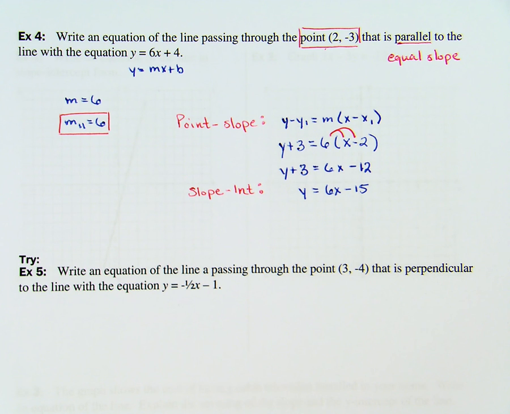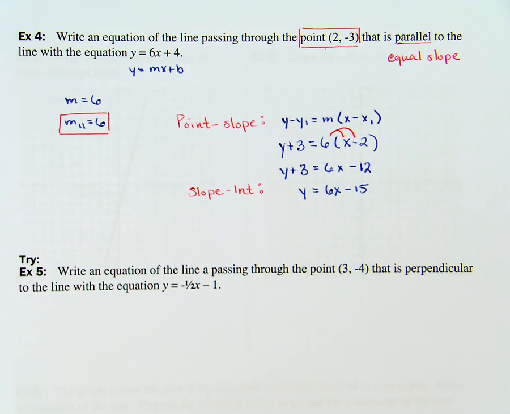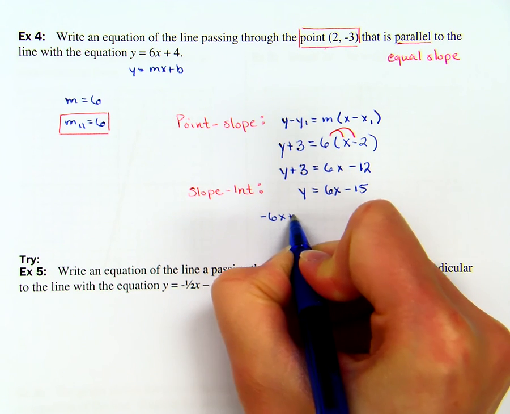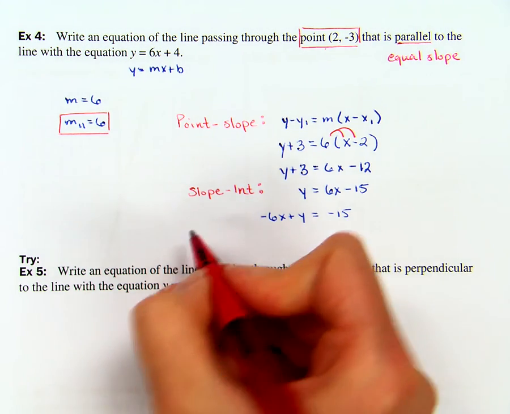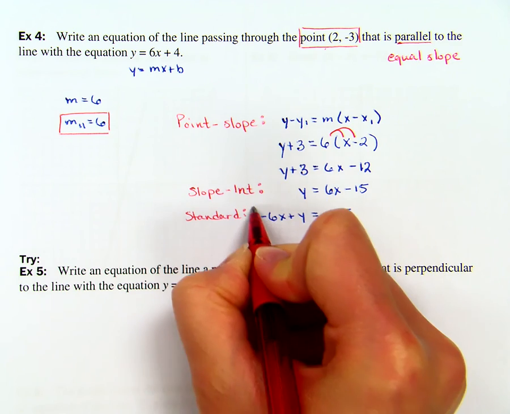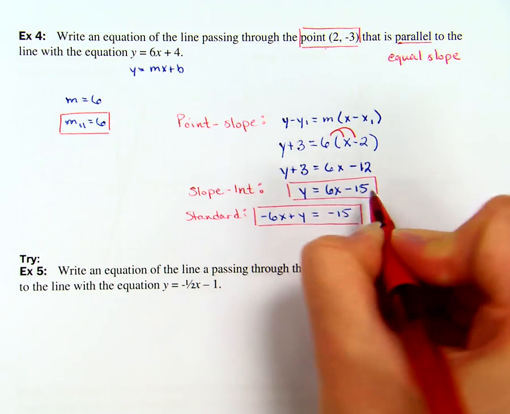Last but not least, we have the standard form, ax plus by equals c. Now to change from the slope-intercept form to our standard form, we need to get x and y on the same side, and the constant term, the value without the x, on the opposite side. So really, we only have one step left to go. Let's subtract the 6x over to get -6x plus y equals -15. So there we have standard form, slope-intercept form, and point-slope form.